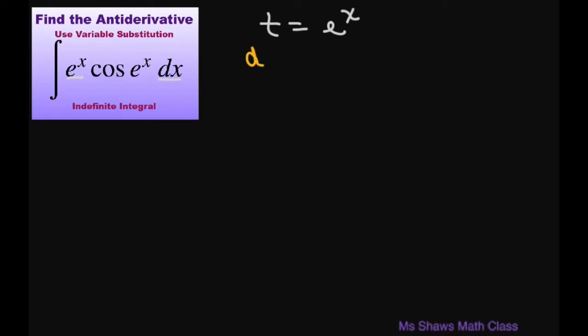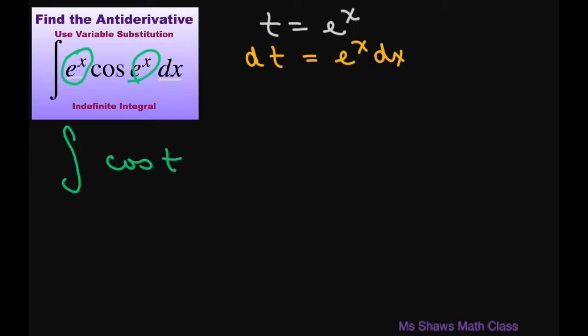So you can take the derivative: dt is going to be e to the power of x dx. Alright, and using substitution, you're going to get the integral of cosine of e to the power of x, which is t, and then we know e to the power of x dx is dt. So this is going to give you the integral of cosine t dt. The antiderivative of cosine is sine, so you have sine of t plus c.